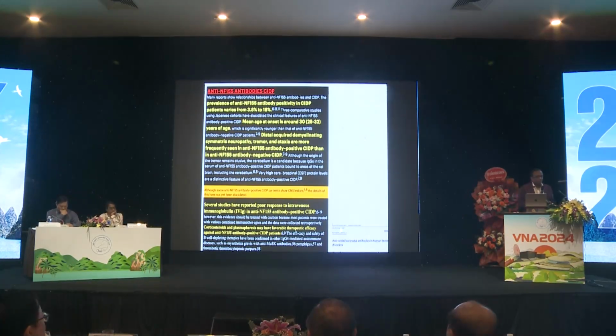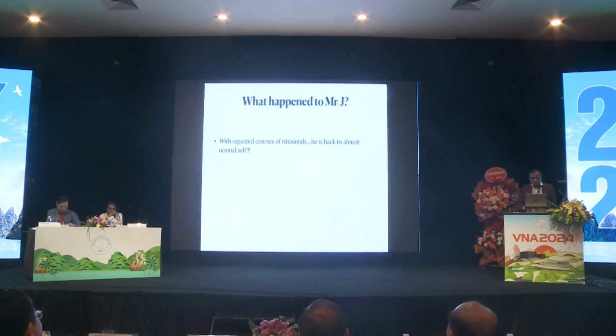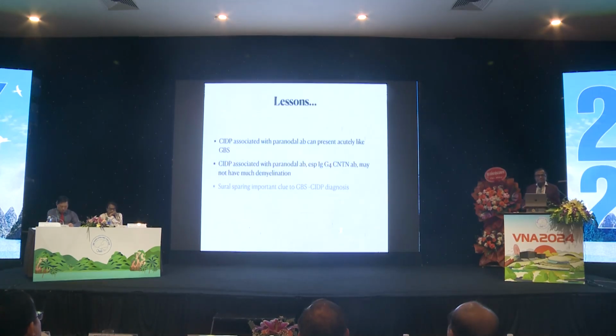There's still some controversy whether this is a real phenomenon, but this is something to look out for. So if you see somebody who looks like CIDP in the peripheral nervous system, but has MRI changes suggestive of multiple sclerosis, then again start thinking about this particular disease. Okay? So, what are the lessons this case taught me?